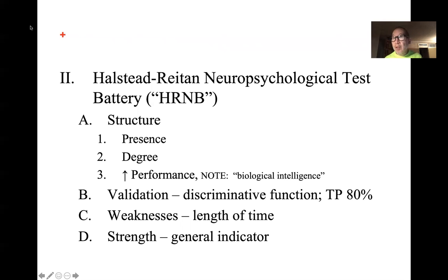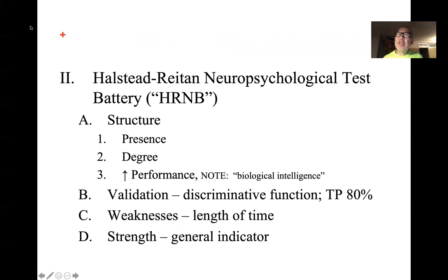Now with the Halstead Reitan, okay, this is another battery. This is a newer one. It's the one you're more likely to encounter. It's more popularly used. Its structure is that it's good for determining the presence of brain pathology, presence or absence. It also is more sensitive to variations in brain functioning, from the slight to the more severe cases, and it's a little better with performance-based tasks. Yeah, that visual spatial kind of stuff.